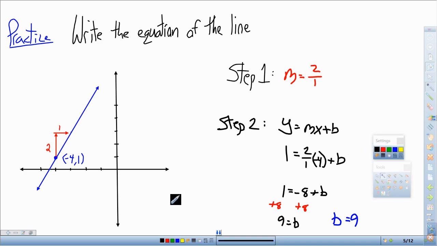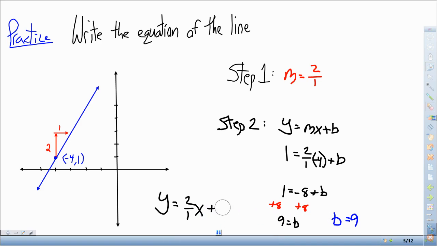Okay, so let's go ahead and write our equation now. Y equals our slope of 2 over 1, which, by the way, you could write as just 2 if you wanted. That's fine, but I'm going to leave it as a fraction. X, and then our y-intercept of positive 9.